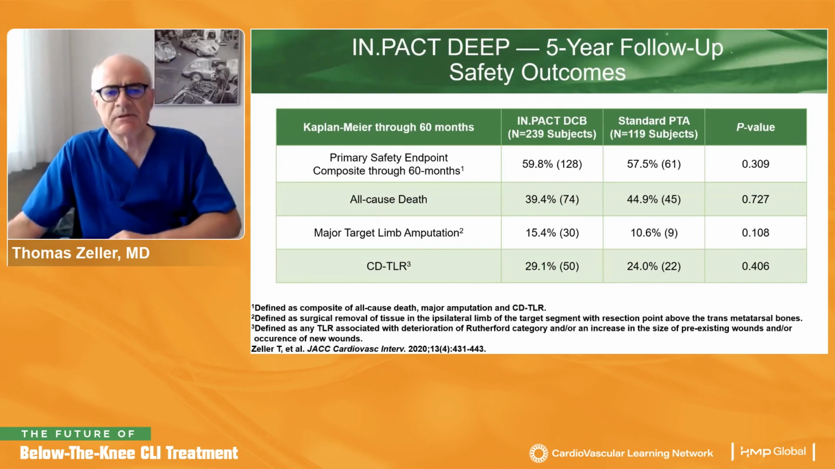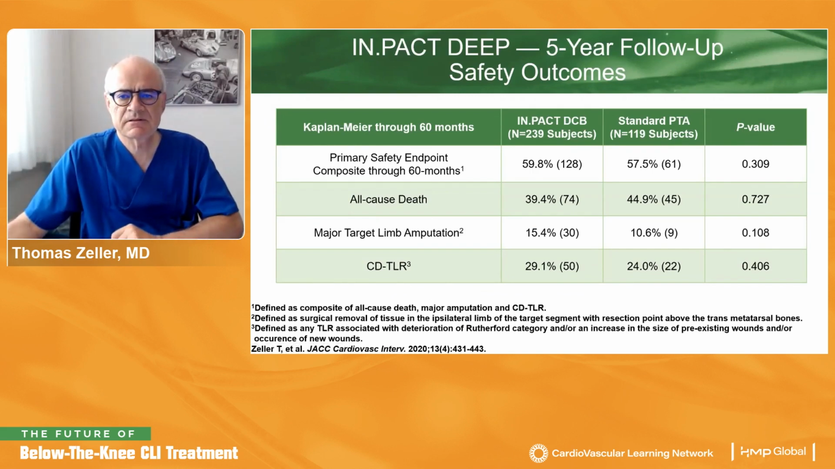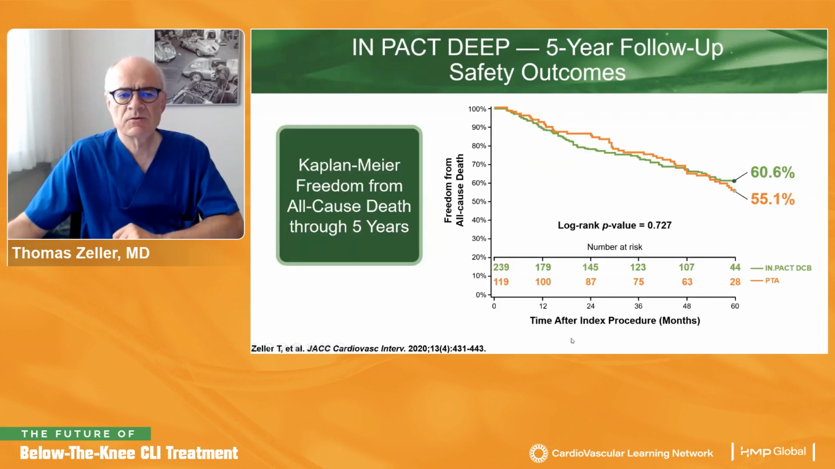Just recently, we published the 5-year outcomes of this study, showing more or less identical outcomes for the primary safety endpoint, which was a composite of all-cause death, major amputation, and clinically driven target lesion revascularization. If you look at all-cause death, there was a slightly lower mortality for the DCB cohort as compared to the PTA cohort, whereas there was a non-significant higher major amputation rate in the DCB cohort. But overall, all these endpoints had not been different between the two study cohorts.